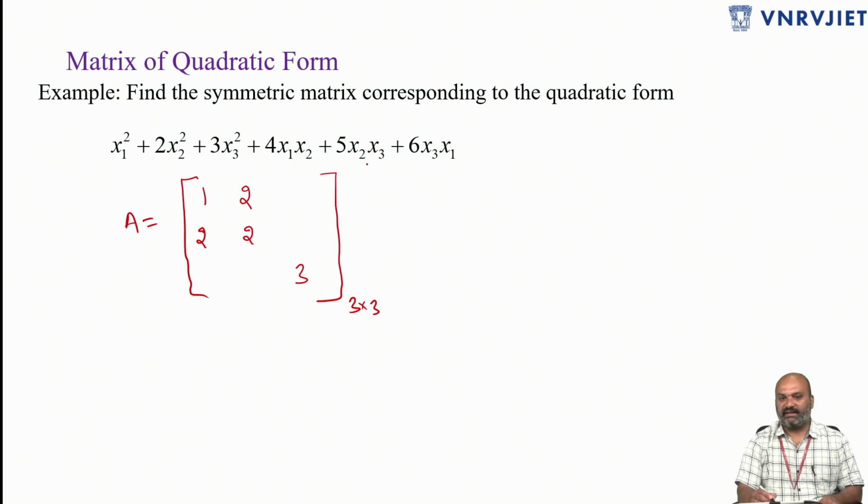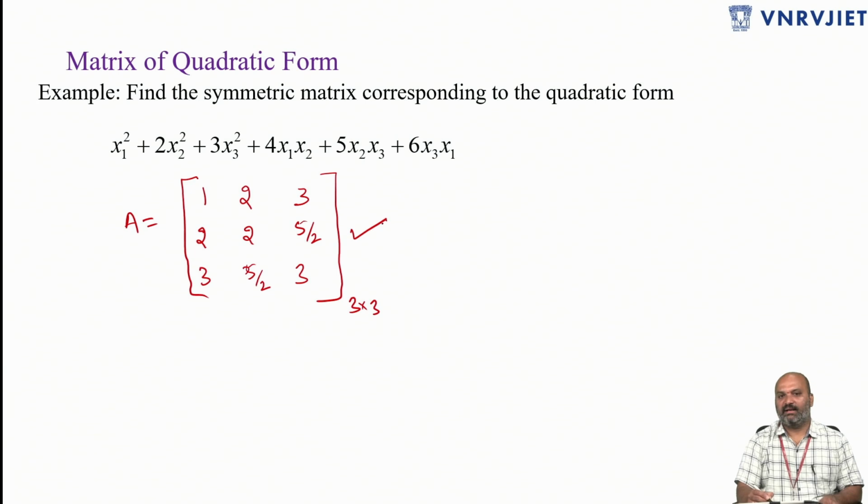Next, x2x3. It is the second and third variable. Its coefficient is 5. Let's divide it by 2. That is 5 by 2. So it has to be written at 2, 3 position as well as 3, 2 position. Next, x3x1, that is third variable into first variable or first variable into third variable. Its coefficient is 6. So dividing it by 2, we write 3 at 1, 3 position as well as at 3, 1 position.